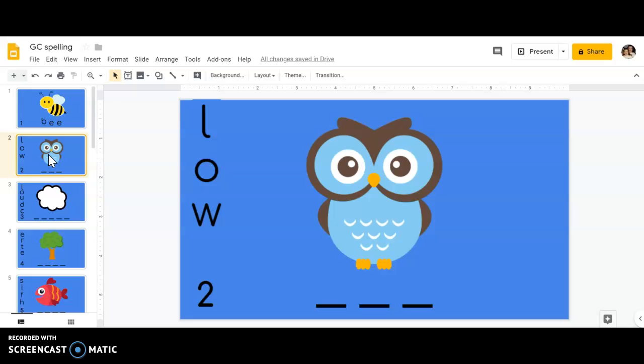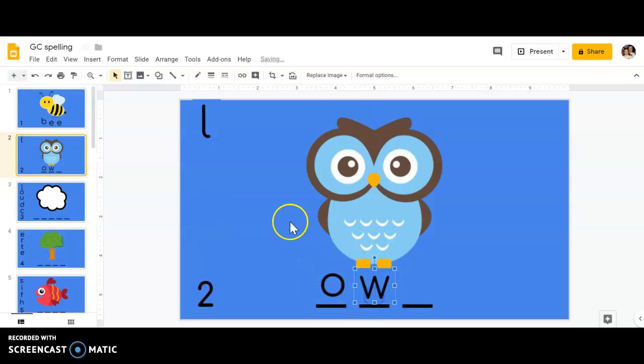This is a picture of an owl. Owl. I know ow is a hunk and chunk, so I'm going to put that hunk and chunk on the first and second lines. Ow. And then I hear the ending sound of an L. Owl. I'm going to double check that that word looks right. Owl. Yes, it does look right.